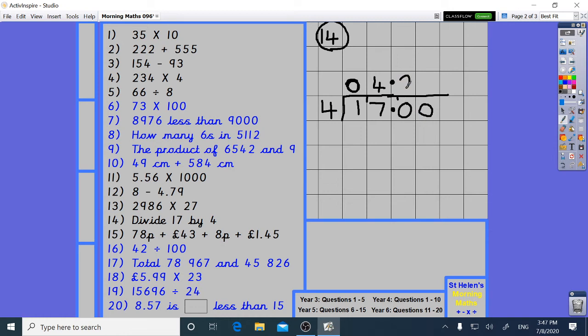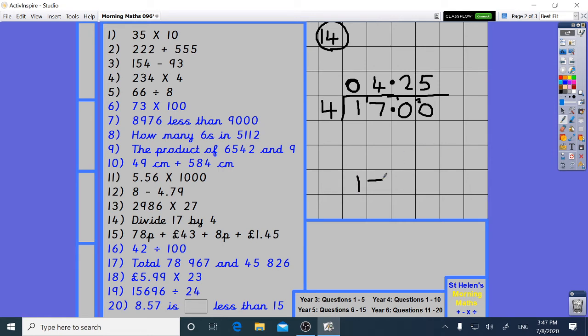4 into 10 is 2, remainder 2. And 4 into 20 is 5. So it works out with the 2 decimal places. I find that most things work out with 2 decimal places. That's why I have the habit of putting on 2 decimal places. And also because it suits money. Money also has 2 decimal places. The answer is 4.25. 17 shared between 4 is 4.25.